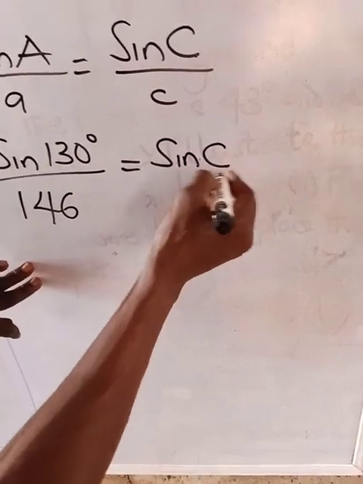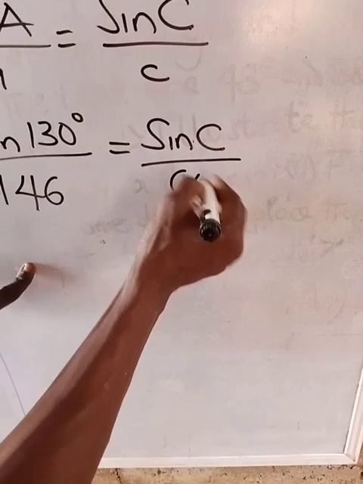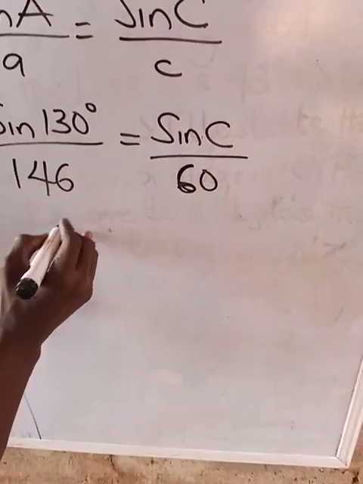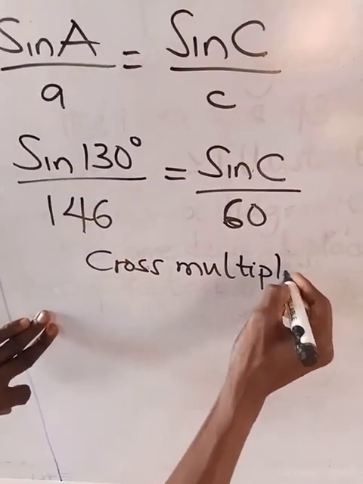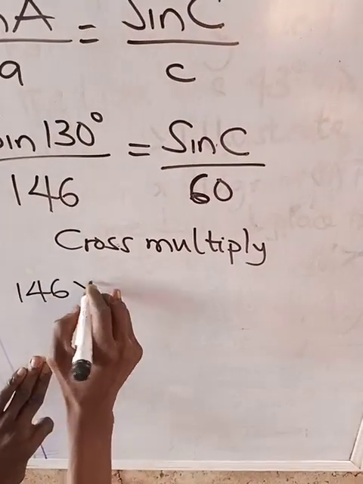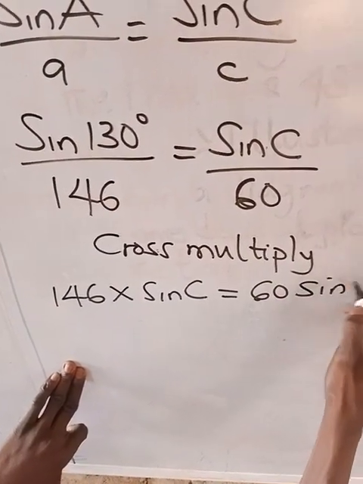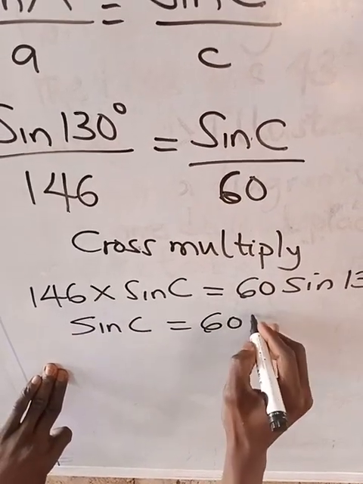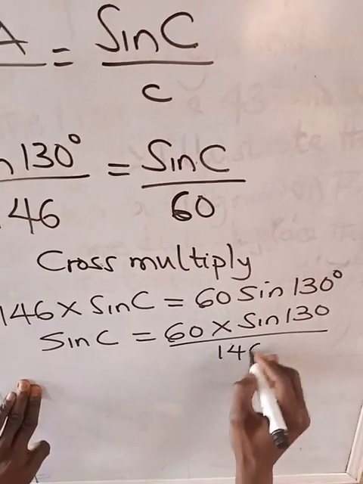Now, sine C, we want to get it now. We have not gotten it. That's angle C over side C, which is 60 kilometers. So we cross multiply. When you cross multiply here, you say 146 multiplied by sine C will be 60 multiplied by sine 130. So sine C will be 60 multiplied by sine 130 divided by 146.